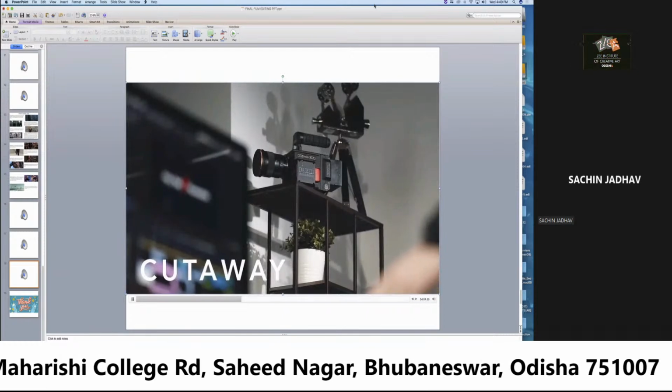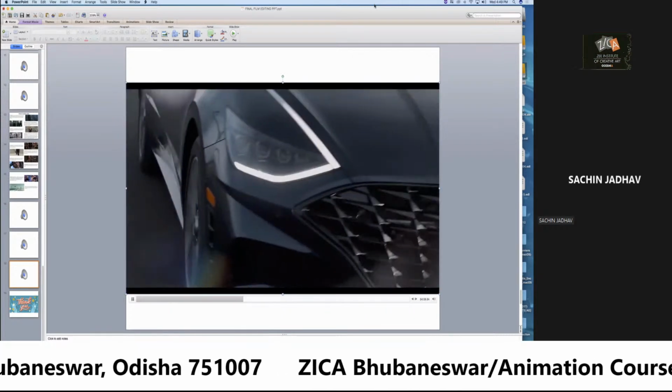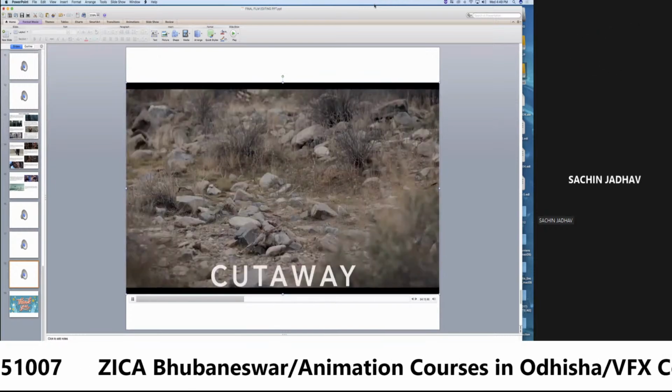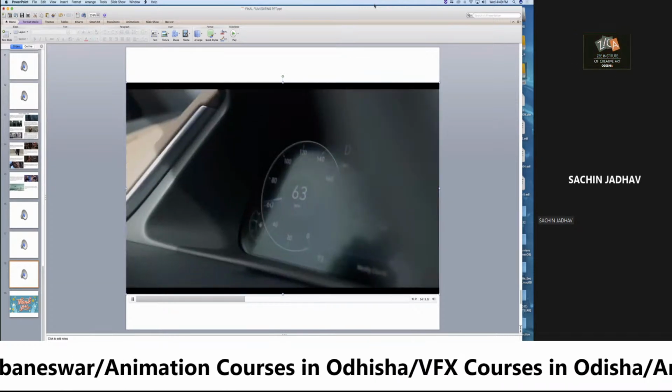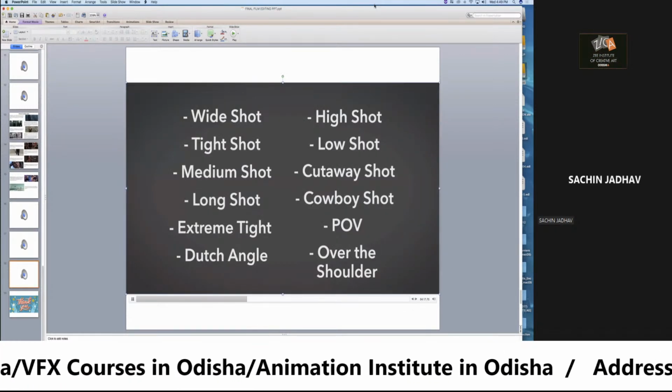A cutaway shot is an interruption of a continuously filmed scene by inserting a view of something completely different. Cutaways are great to help transition to new scenes or to show side stories happening at the same time as your main story. So there you have a quick look at the 12 most popular camera angles.